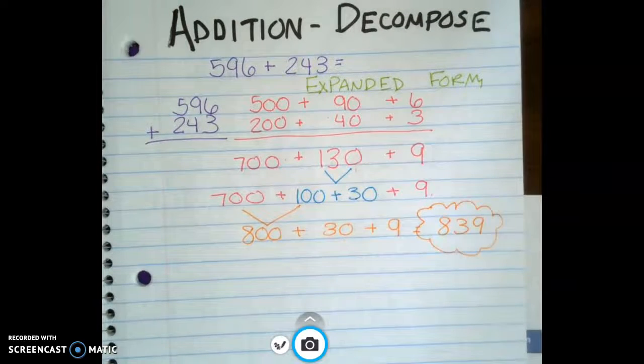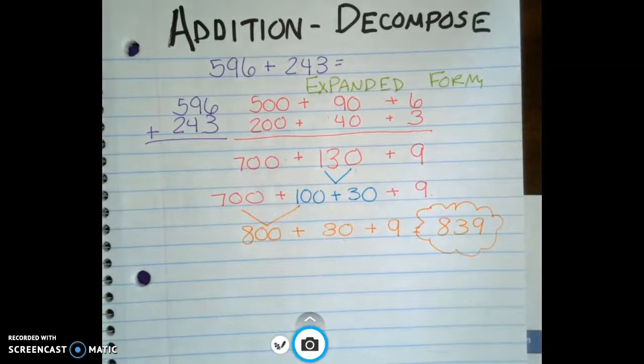So today, as we are solving the problems, we are going to be using the strategy of decompose. So you are going to be breaking numbers apart.